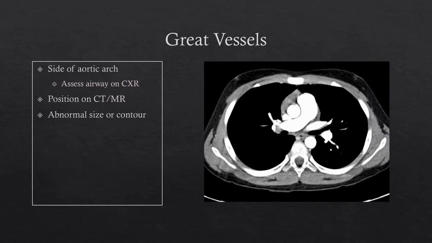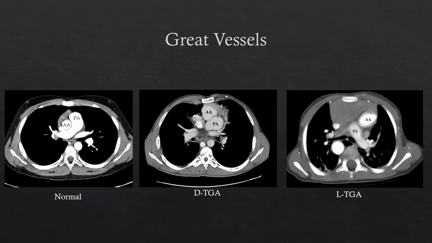On cross-sectional images, the position of the great vessels should always be assessed. The normal main pulmonary artery should be located anterior since the right ventricle is anterior, and to the left of the ascending aorta. Transposition of the great arteries is a good example of abnormal great vessel position, where the aorta is anterior to the pulmonary artery since it is arising from the right ventricle. With classic D or dextrotransposition, the aorta is to the right of the pulmonary artery, and with L or levotransposition, the aorta is to the left of the pulmonary artery.